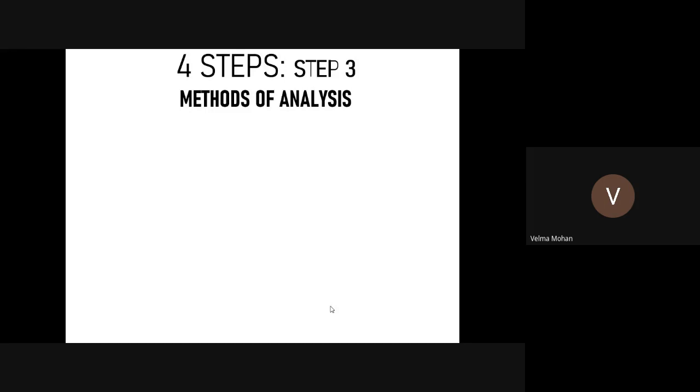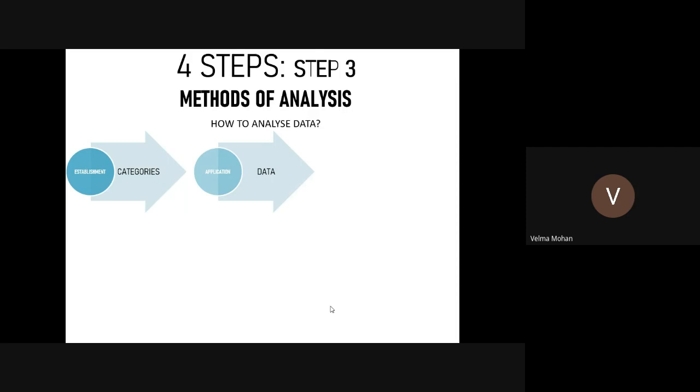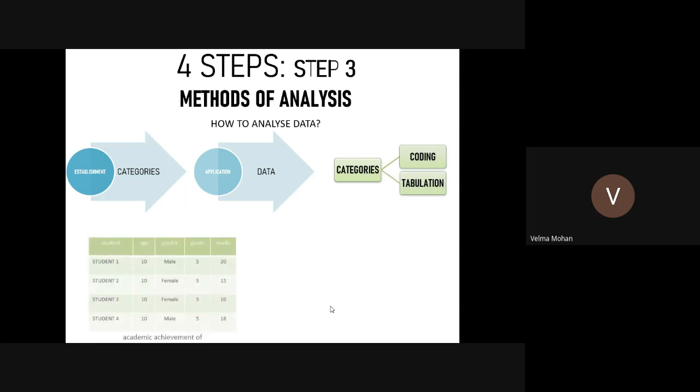Step 3 is describe the methods of analysis. In this step, the researcher needs to describe how he or she analyzed the data. Analysis of data requires operations such as establishment of categories, application of these categories to the collected data through coding, where data is transformed into symbols for tabulation, and tabulation, where data is put in the form of tables.